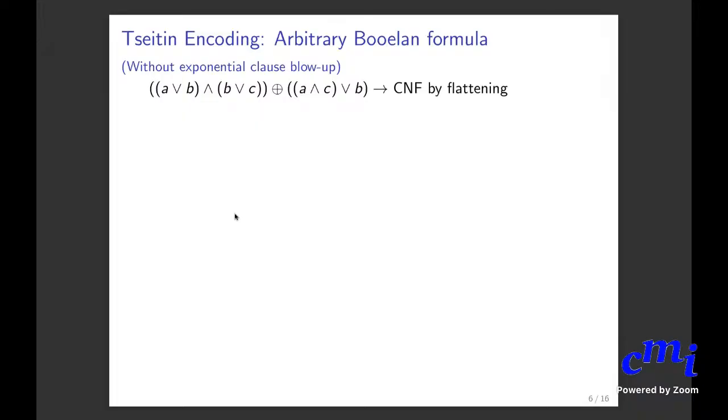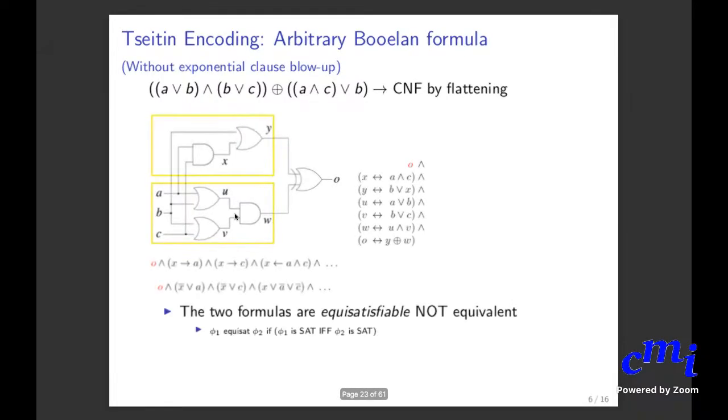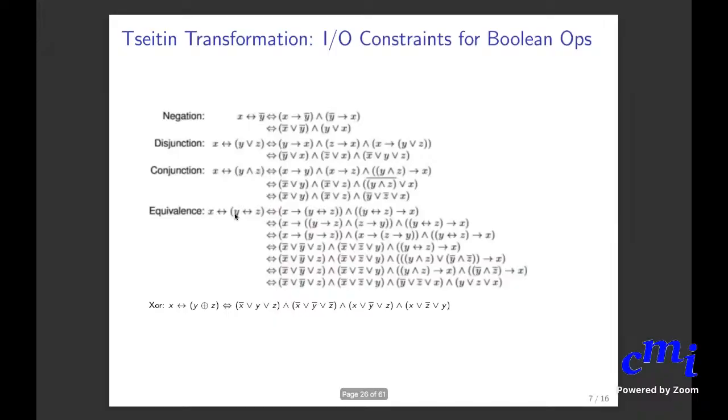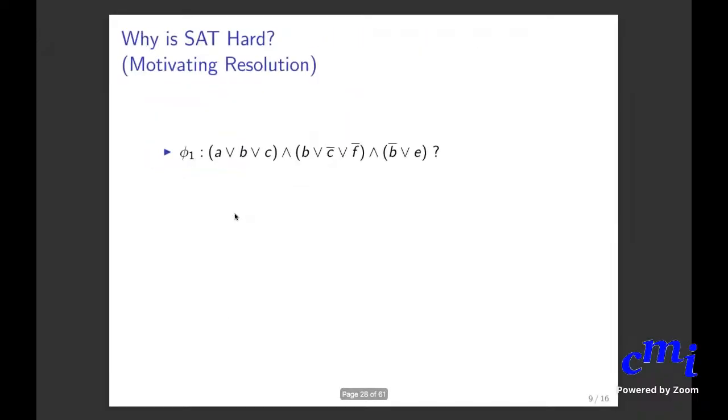I'll let you study these slides so that I can move on. I've already given you one kind of intuition as to why it is NP hard: the exponential blow up that you get in the conversion from one normal form to another.